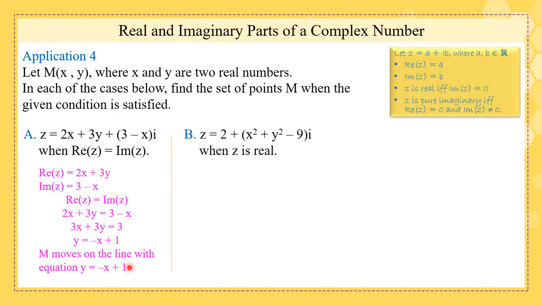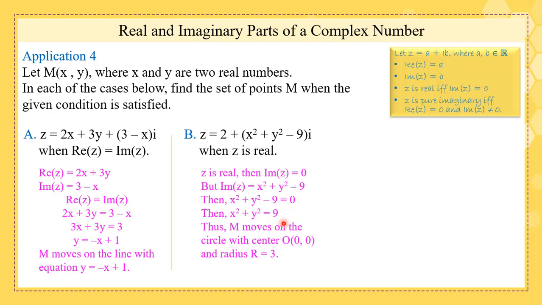Now the second case, and we know that z is real. Try also to do it alone. Well, z is real from here means that the imaginary part is 0, and the imaginary part in this case is x squared plus y squared minus 9. So if we write this equation, this is what we get. And in this case, we also saw it previously, that M moves on the circle with center O (0, 0) and radius the square root of 9, which is 3.